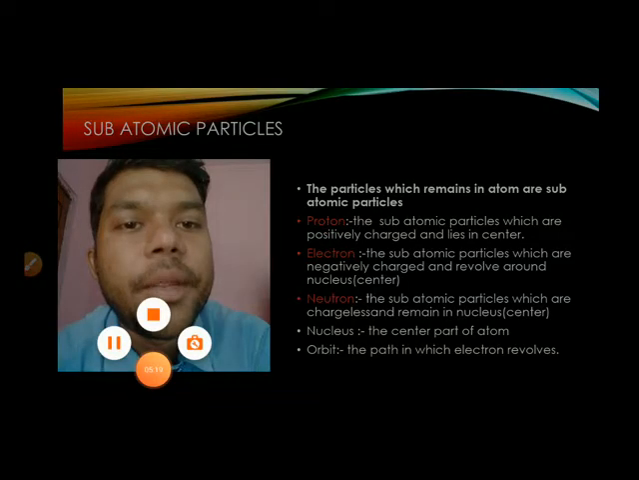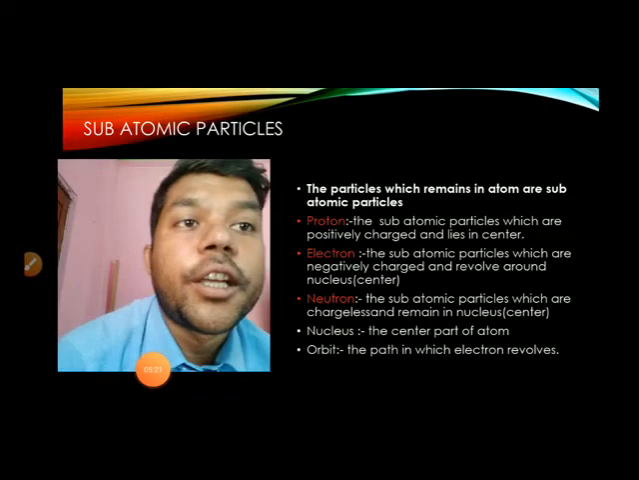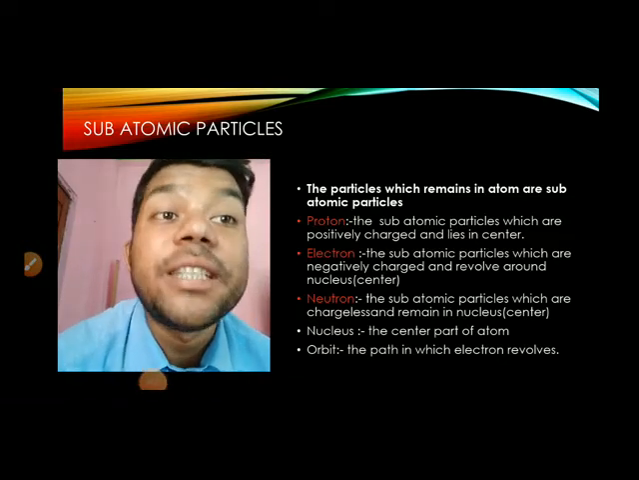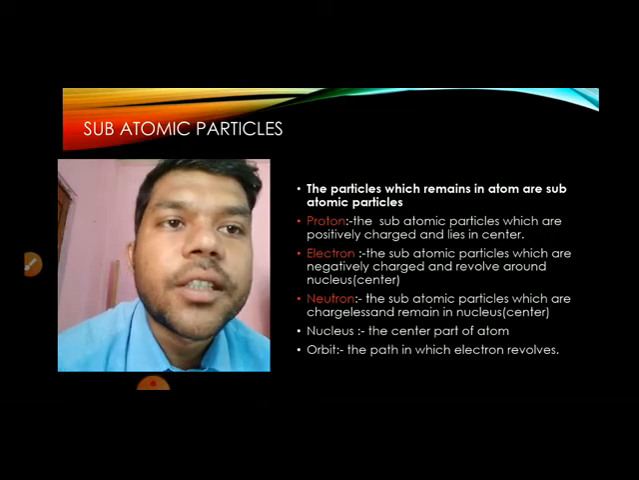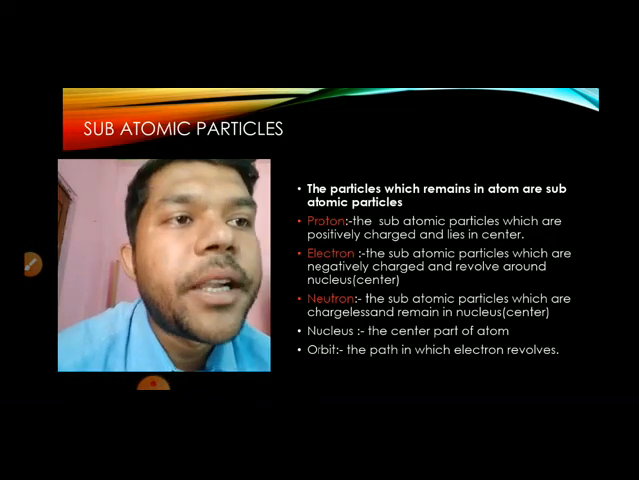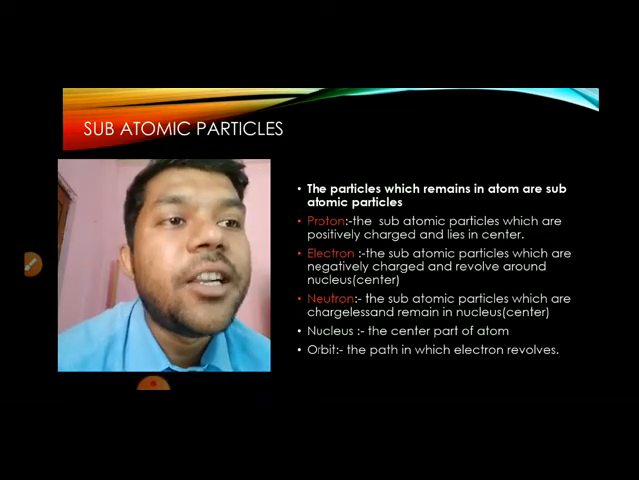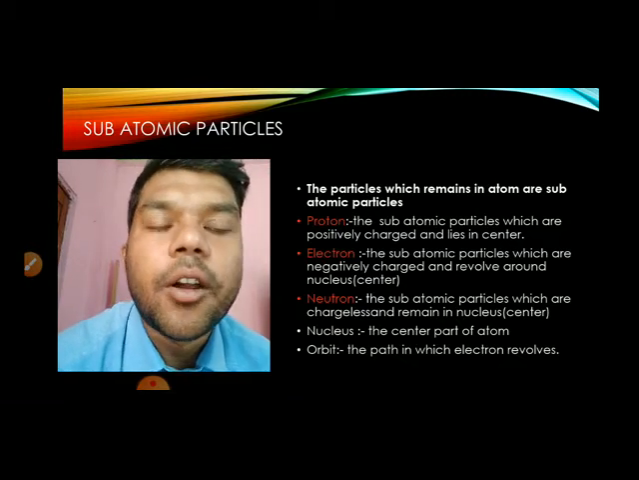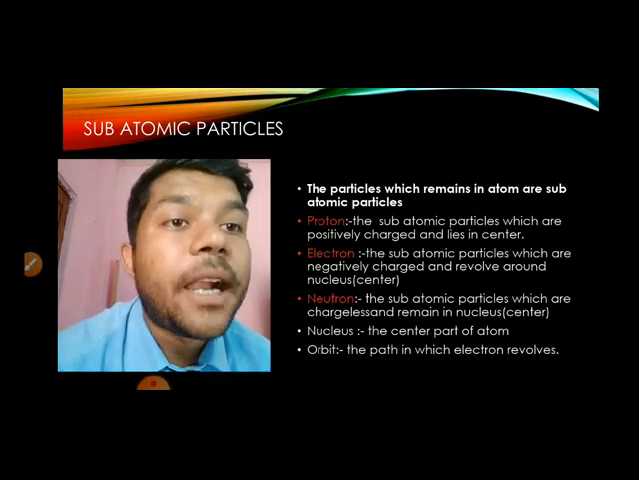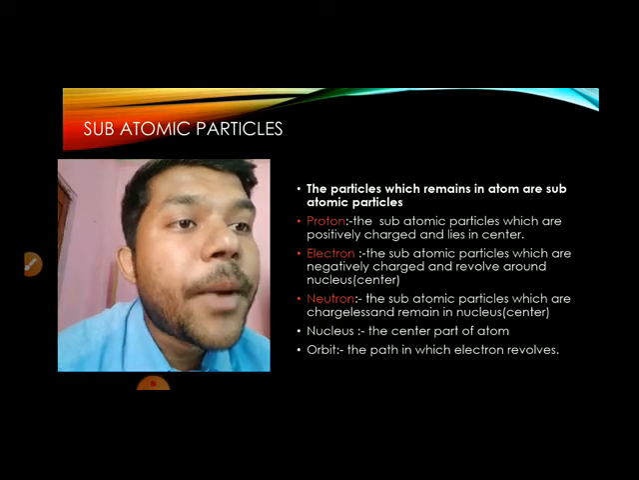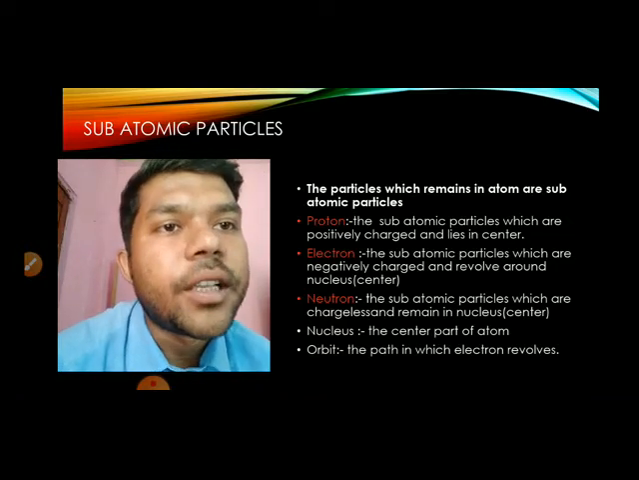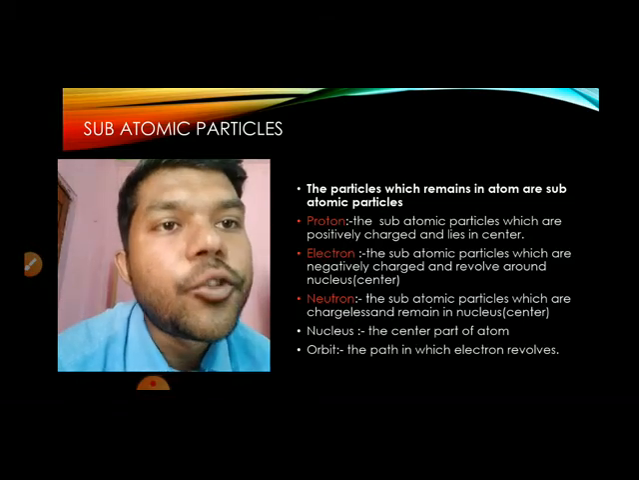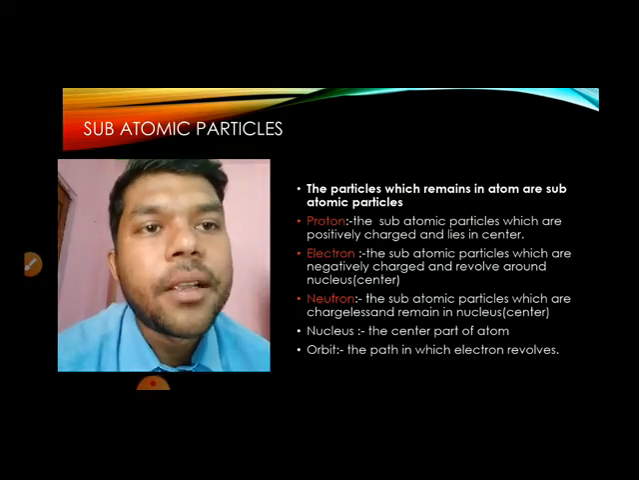Three subatomic particles. Proton, the subatomic particle which is positively charged, it has positive charge and lies in the center. Center means nucleus. Electron, the subatomic particle which is negatively charged and revolves around the nucleus or center. Neutron, that means the subatomic particle which is chargeless and remains in the nucleus. So these three, proton, neutron and electron, are subatomic particles.